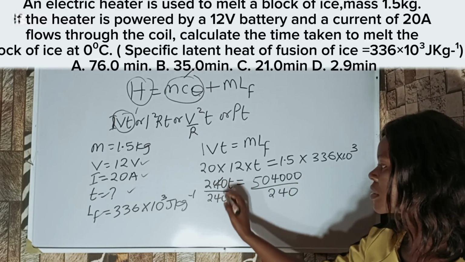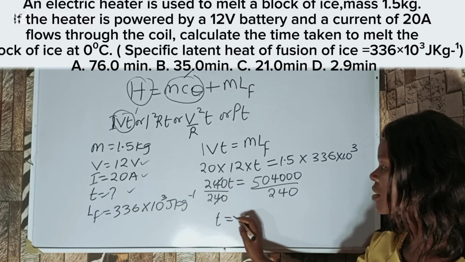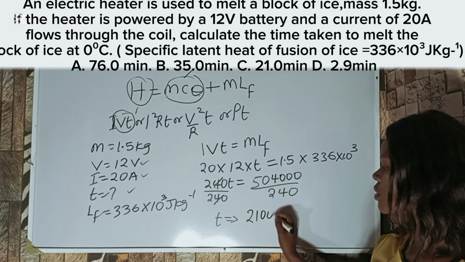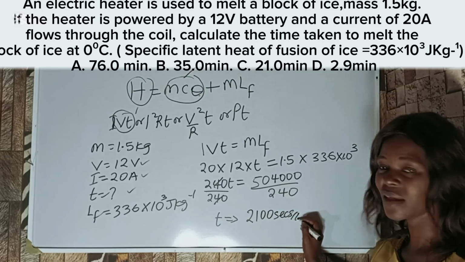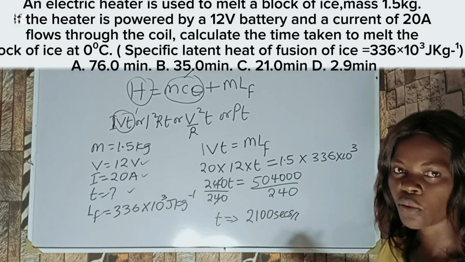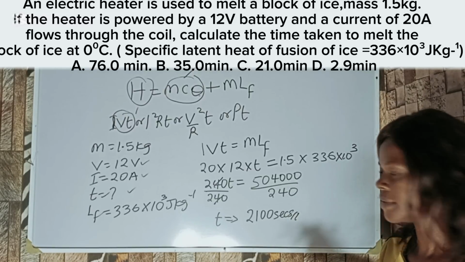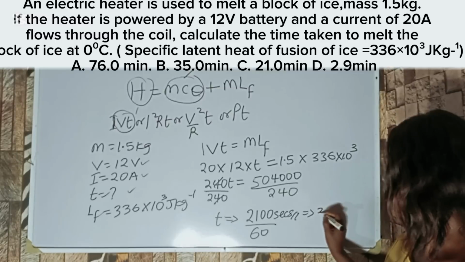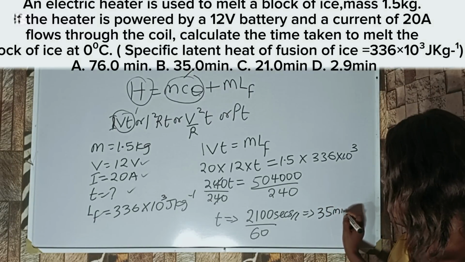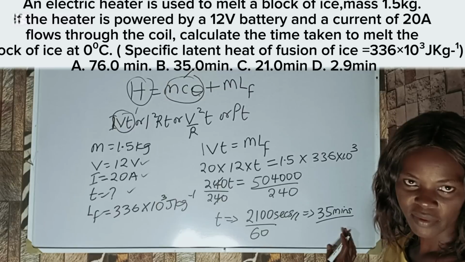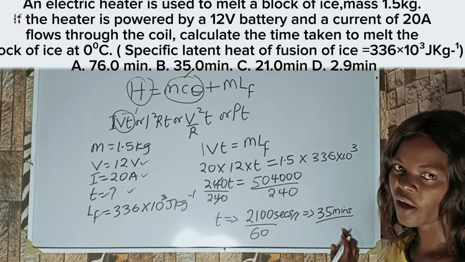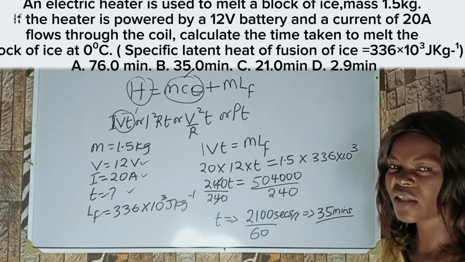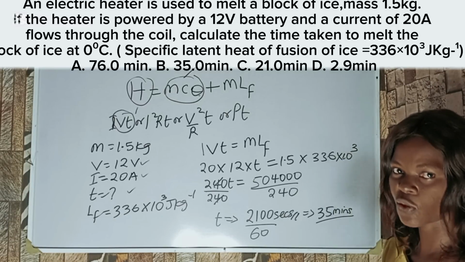Let's divide both sides by 240. So this cancels this, and T is equal to 2100 seconds. But the answer is meant to be in minutes. So you simply divide by 60. And that will give rise to 35 minutes. I hope that is clear. Now, from what we've got so far, the correct option to this question is option B. In case you see something close or similar to this, you can be able to solve it.